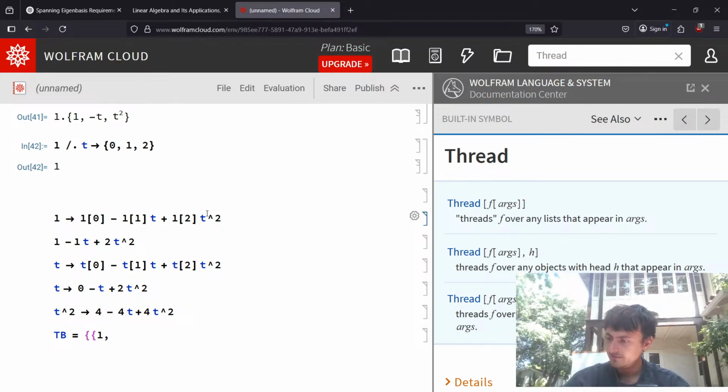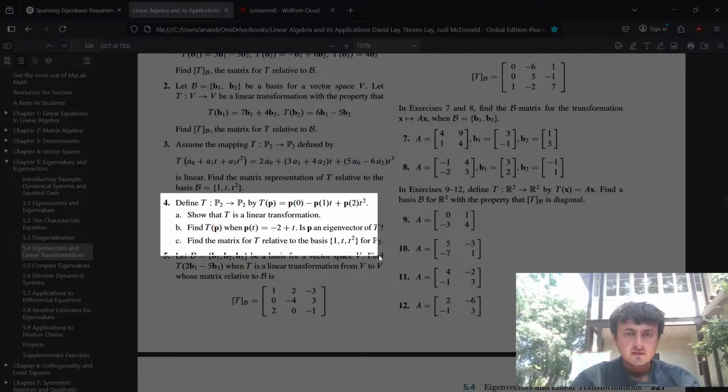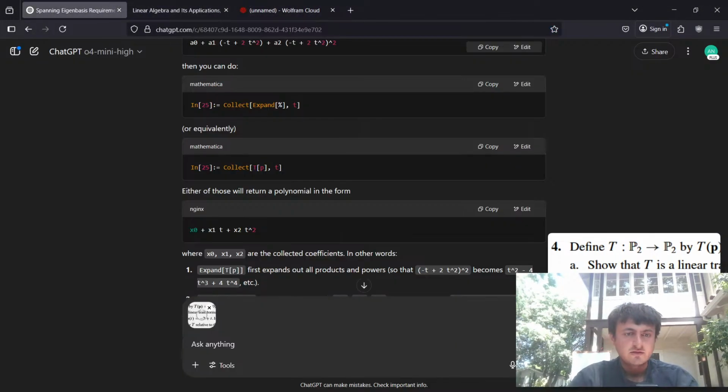T relative to B is equal to the matrix. The first column is going to be 1, minus 1, 2. The second column is 0, minus 1, 2. And then the third column is 4, minus 4, 4. All right, so we finally did that problem. This problem took a long time, but it was actually really fun, so I don't really regret it.